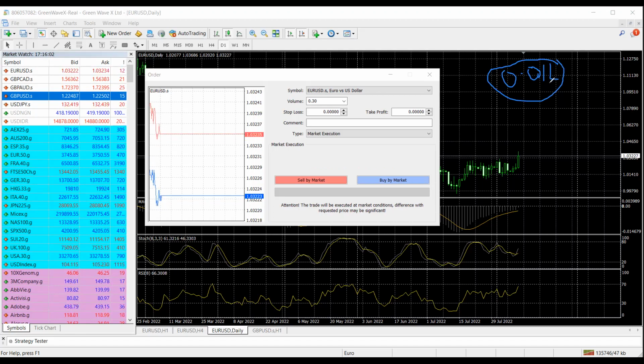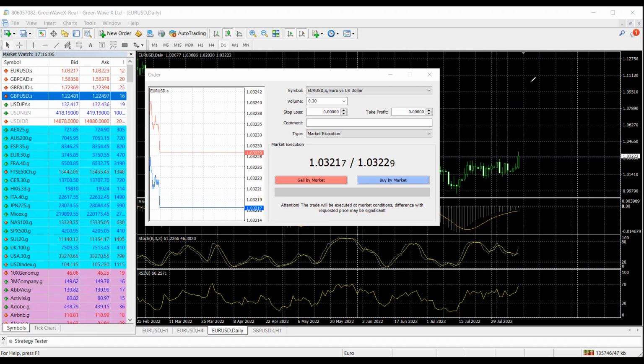But if you want to trade based on a fixed risk, in the sense that I want to only risk $5 on all of my trades, I want to only risk $10 on all of my trades, and so on, what you need to do is to use a lot size calculator, a position size calculator. That's what you need to use.